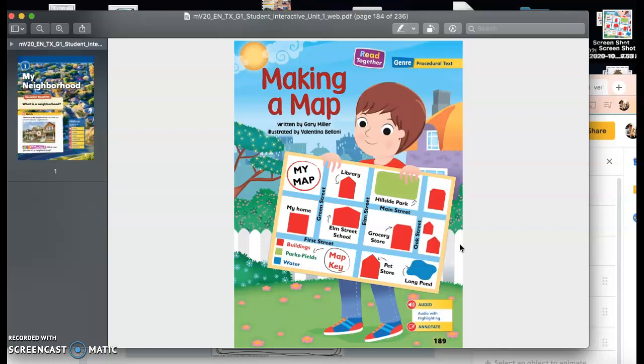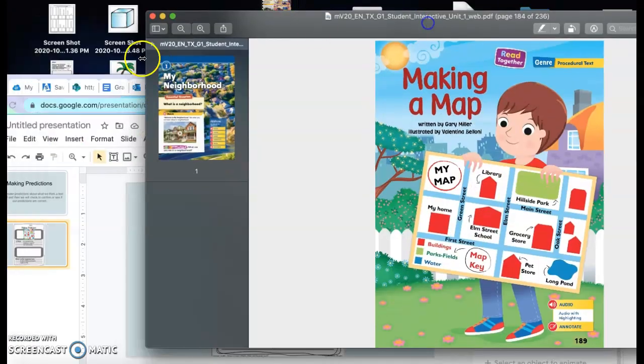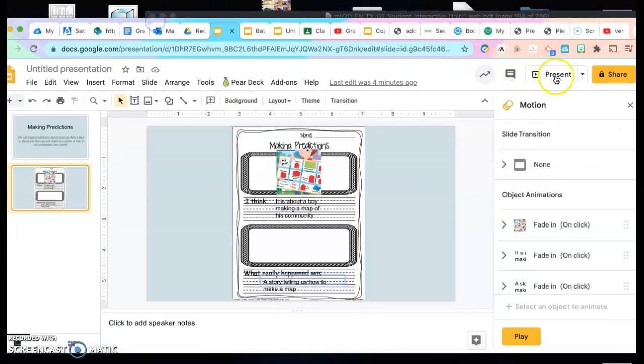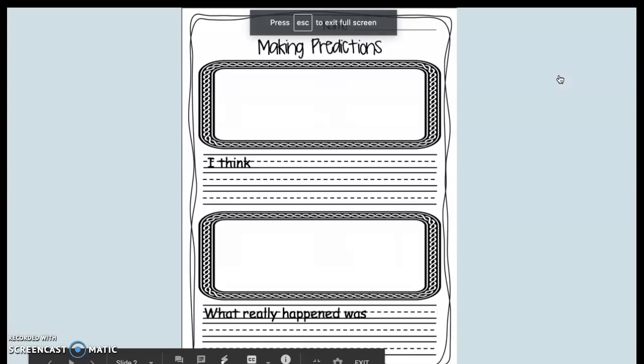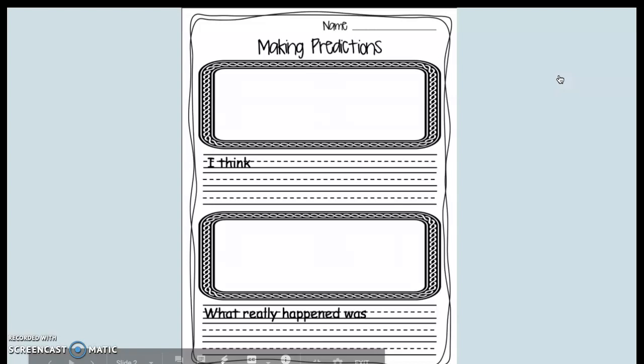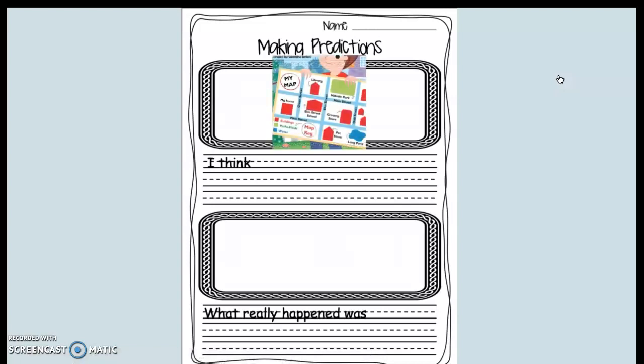Yeah, good. So what I'm going to do is come back to my chart here, and I'm going to add that prediction first. Before we read anything, we're going to add a prediction. And I predict, from looking at the picture, I see a boy holding a map. And also it says making a map, right? I'm thinking maybe it is about a boy making a map of his community, of the neighborhood that he lives in. So that is my prediction.